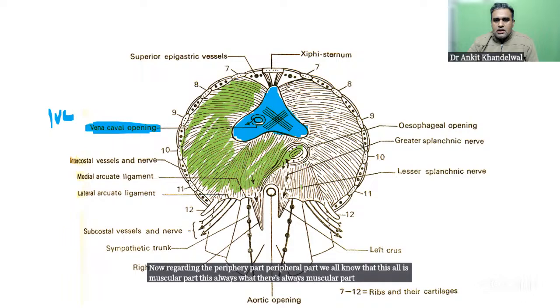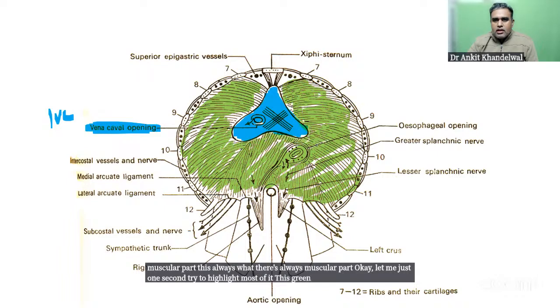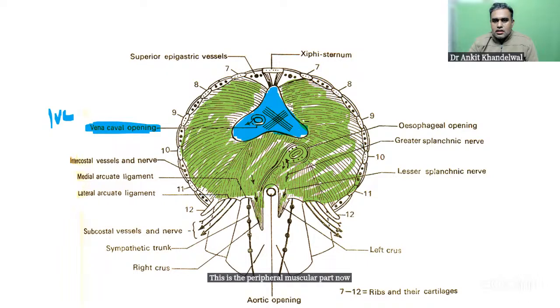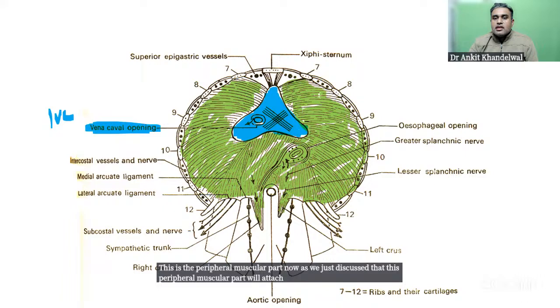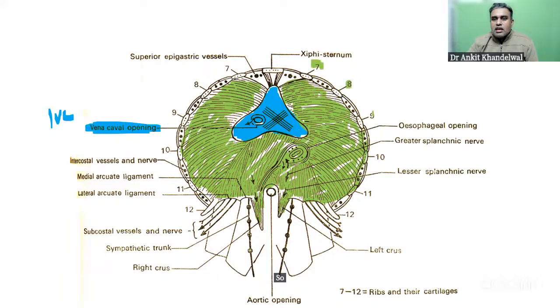Let me try to highlight most of it. This green highlighted area over here is the peripheral muscular part. As we just discussed, this peripheral muscular part will attach to the lower part of the thoracic cage. So what are these numbers referring to? 7, 8, 9, 10, 11, 12. The lower 5 or 6 ribs.